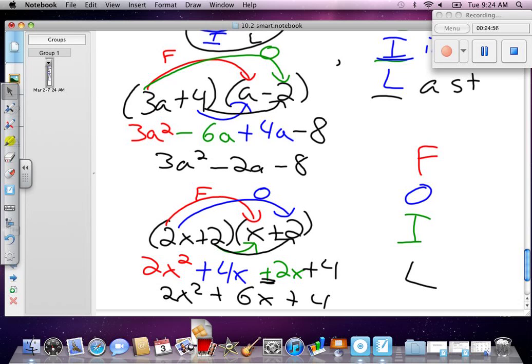Any questions about foiling, the table, horizontal or vertical method? Okay, we're going to put up your writing.